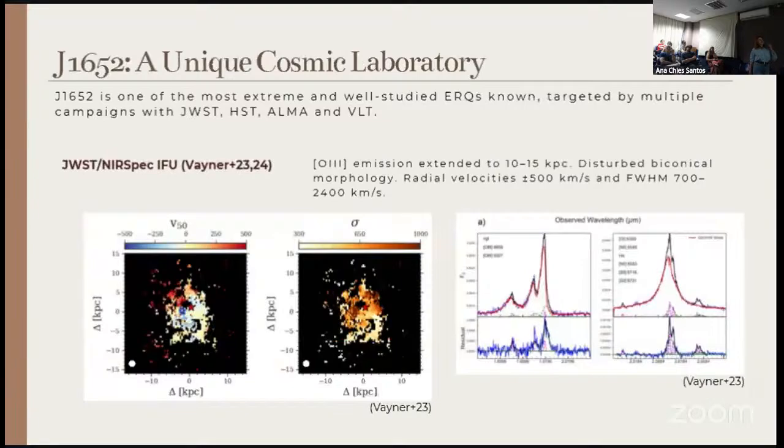Using NIRSpec data, we find [O III] emission extended to 10 to 15 kiloparsecs, and a disturbed biconical morphology and radial velocity of about 500 kilometers per second, and a velocity dispersion of [O III] of about 1,000 or above here. It's a really disturbed quasar.